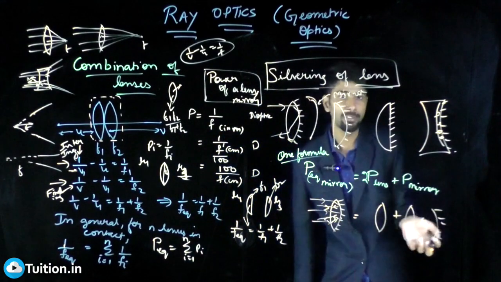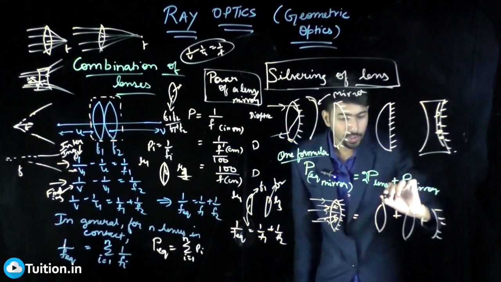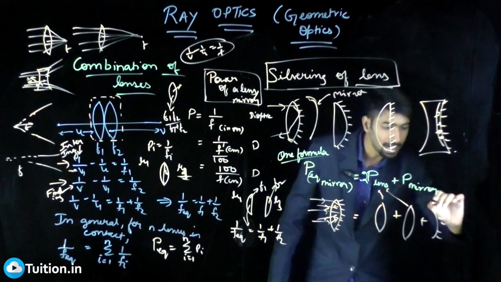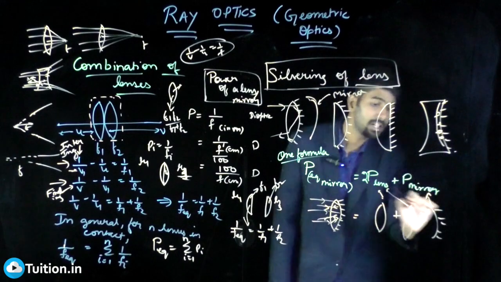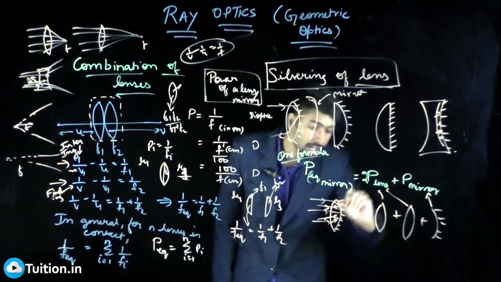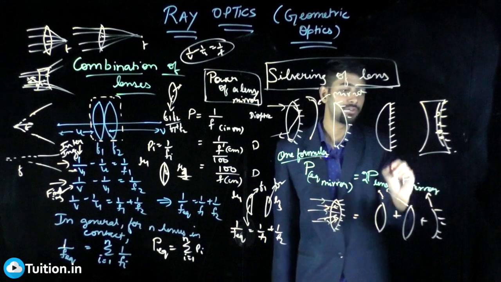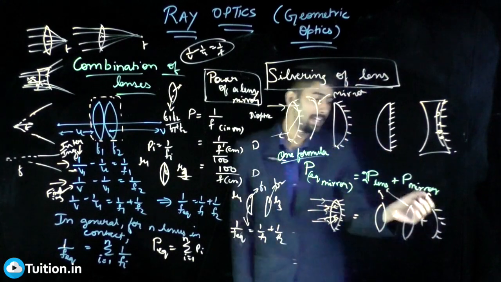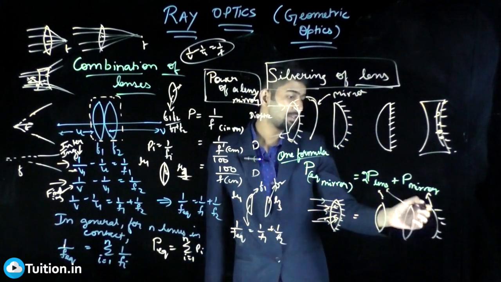Your mirror is a concave mirror. So that's why you have 2 into power of lens and a power of a mirror. So what mirror should you use? The side which is silvered, that is your mirror basically in this formula. So in this case, your concave side is silvered.